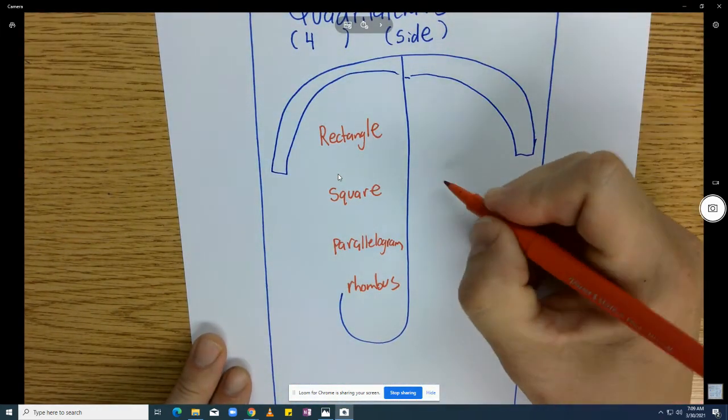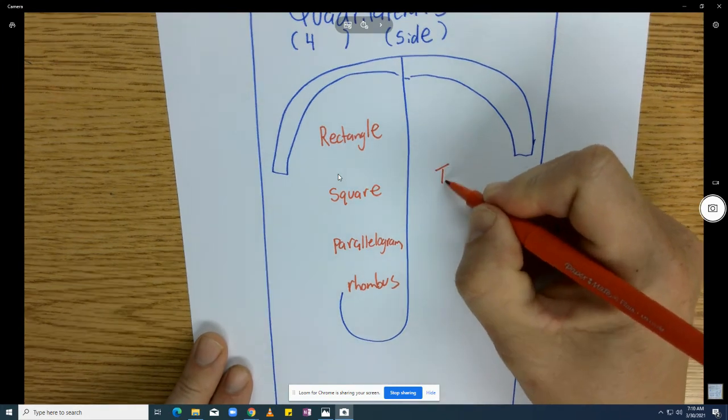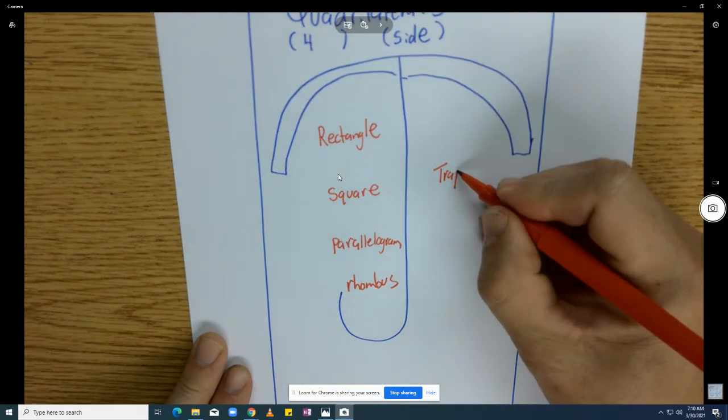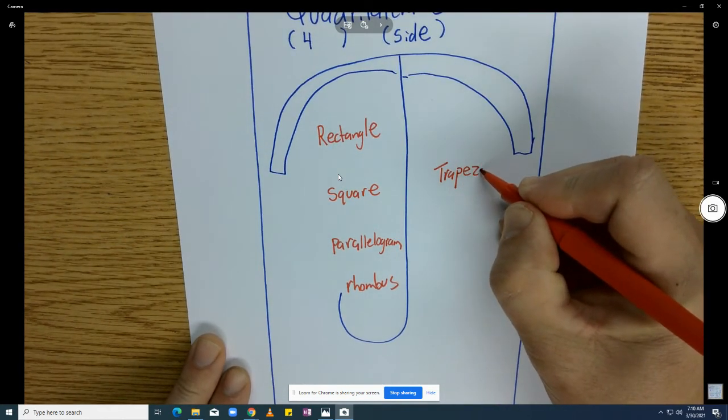Also a four-sided shape, but over on this side, because it's kind of like the loner, the one that's different, is a trapezoid. I want to make sure I spell it right. It's an E. Trapezoid.